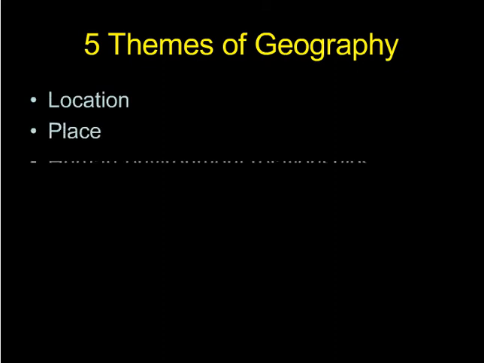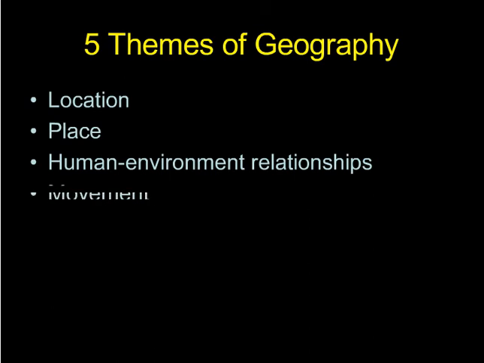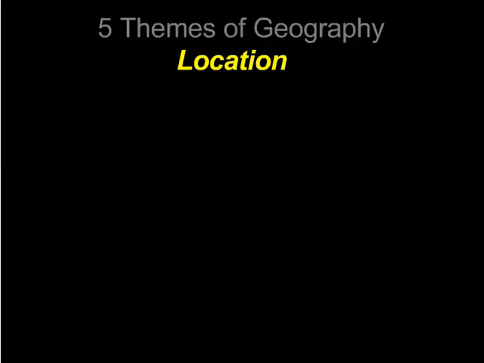Since some of you have taken geography before, what are they? I asked that question knowing that probably no one's going to know the answer. But the 5 themes of geography are location, place, human-environment interaction, movement, and region, all of which we're going to talk about now. And so now we're going to look at location.